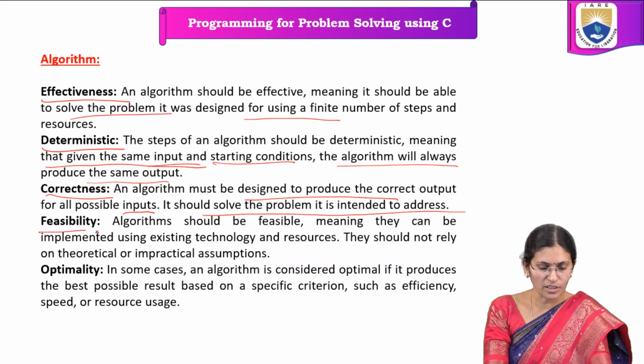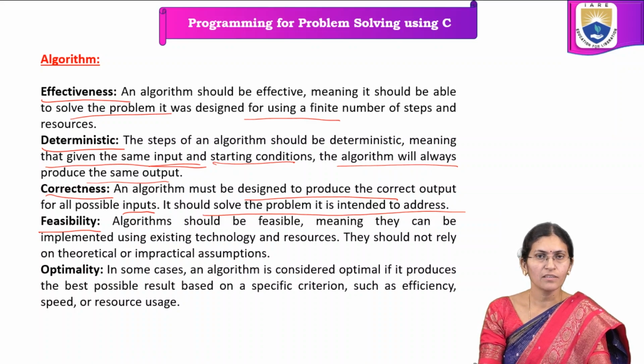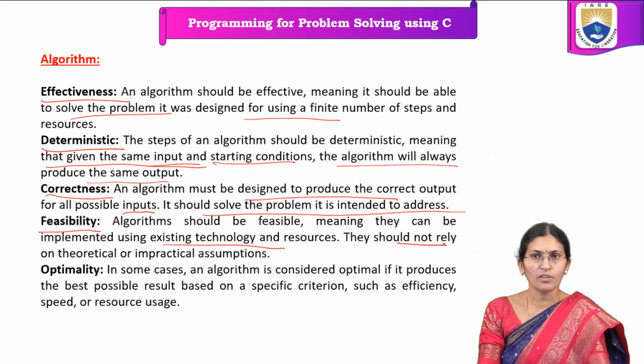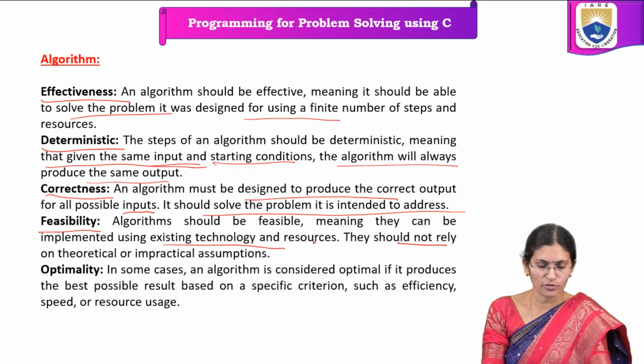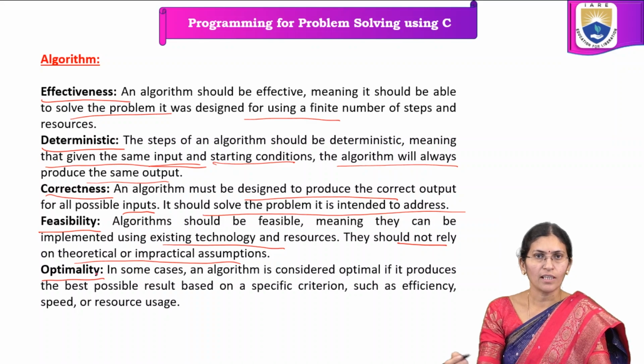Next one is feasibility. Algorithms should be feasible. That means they can be implemented by using the existing technology and resources which are available. So an algorithm should not rely on theoretical or impractical assumptions. Next one is optimality. An algorithm should take into consideration optimality.